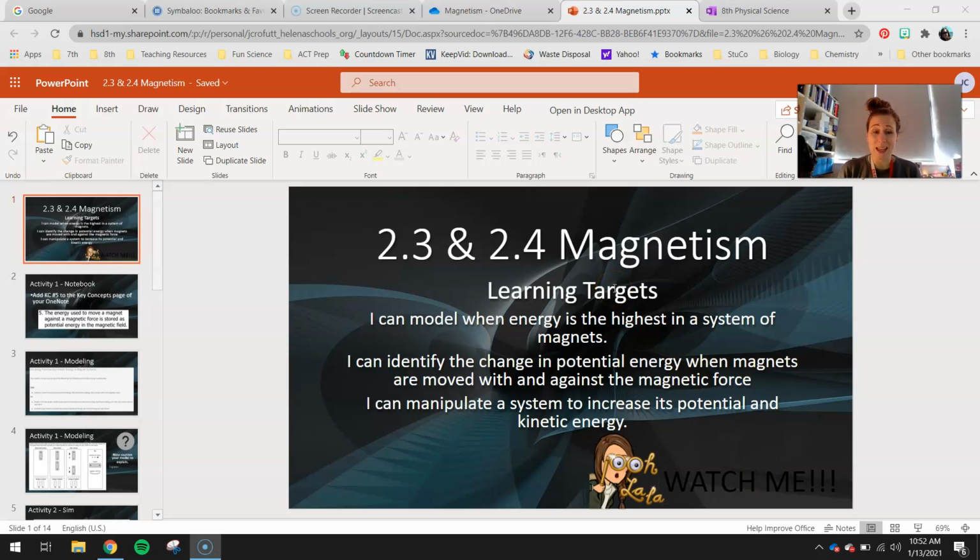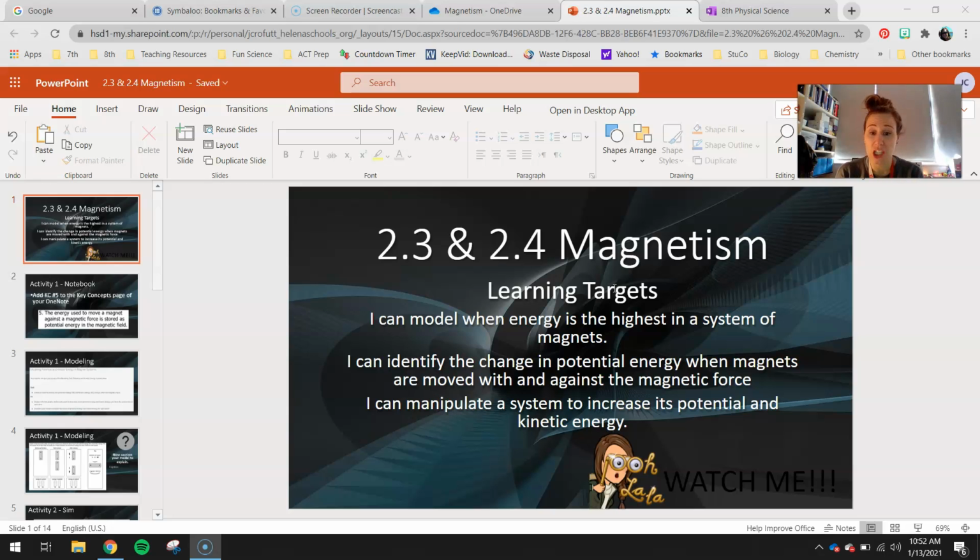Your learning targets for today, we have a couple and you're going to see them. They're all very similar, but you'll see them throughout this lesson. I can model when energy is the highest in a system of magnets. So we're really going to be focusing on this kinetic and potential energy piece and how we can change those energy values versus in attracting versus repelling magnets.